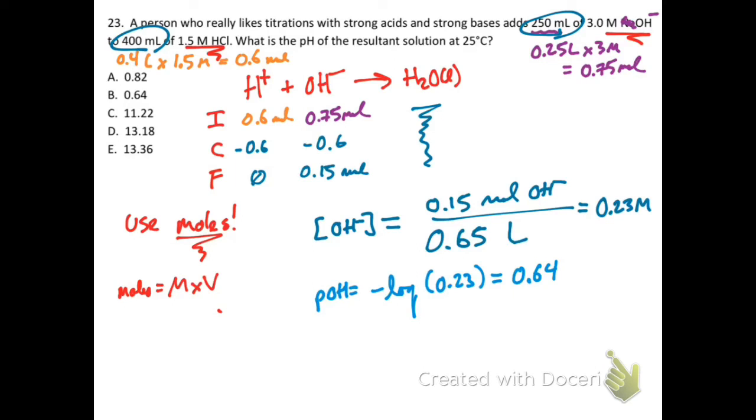Cool. Now then, what are we actually looking for in this problem? Are we looking for pH or pOH? Well, we can see that we're looking for pH. Always make sure that you're answering the question that's given.